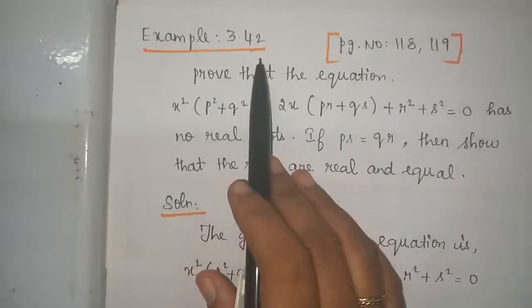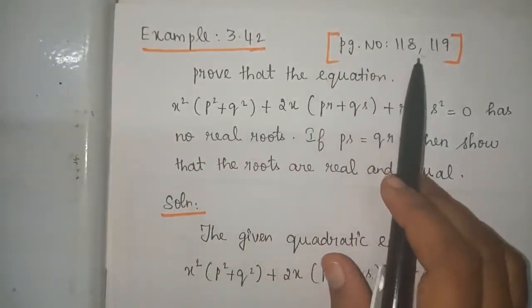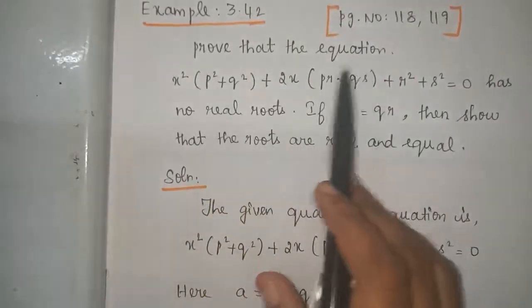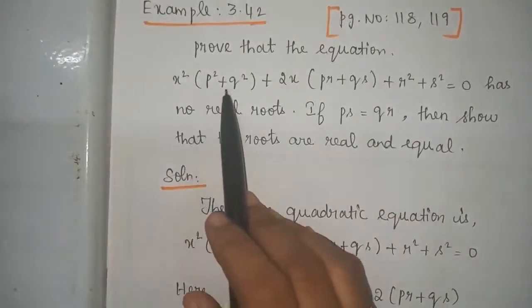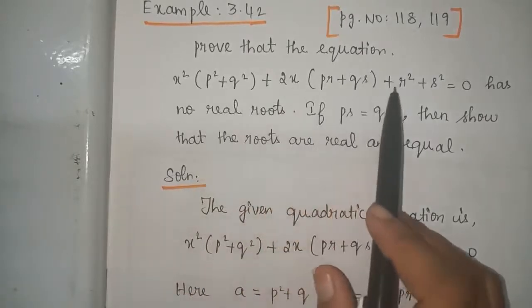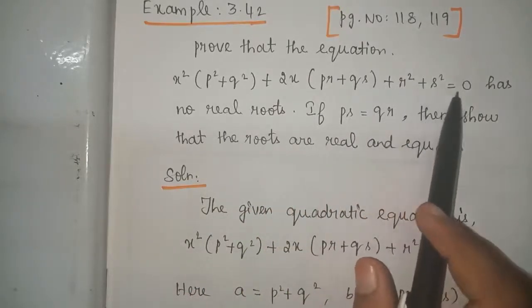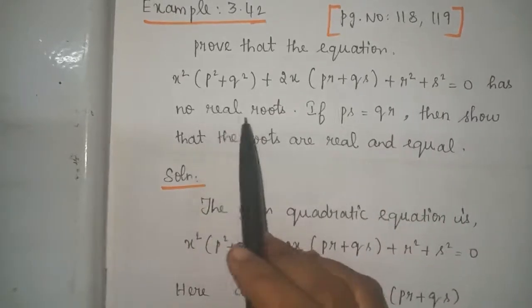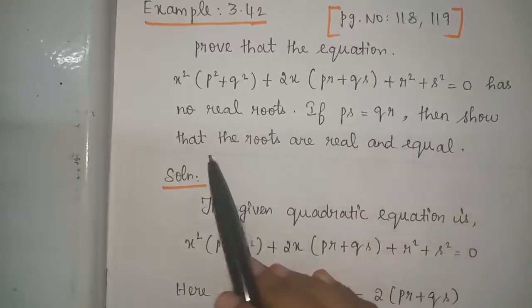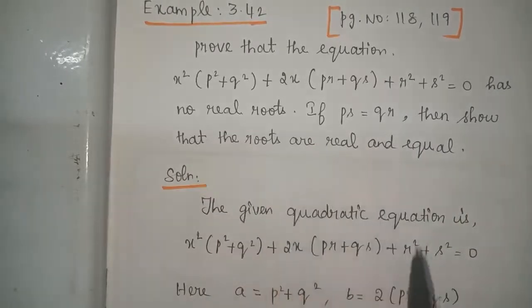Example 3.42, which is on page number 118 and continues on page number 119. Prove that the equation x² (p² + q²) + 2x (pr + qs) + r² + s² = 0 has no real roots. If ps = qr, then show that the roots are real and equal.